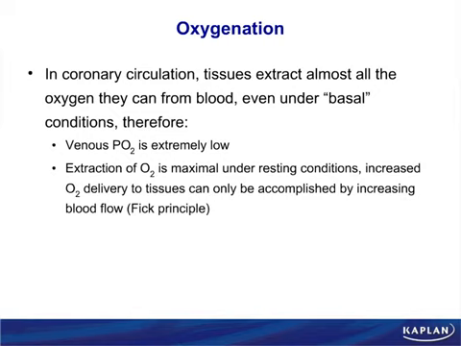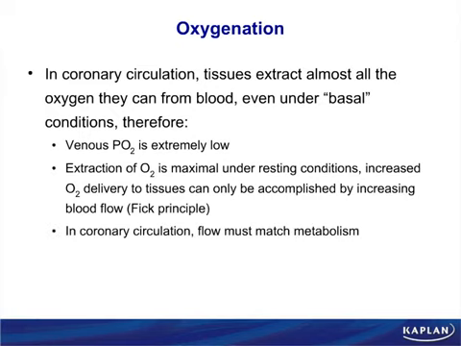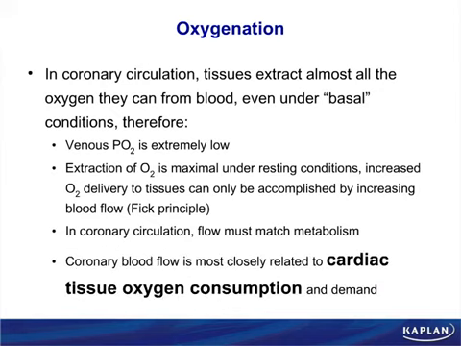So coronary blood flow is tied to oxygen consumption of the heart. Flow must match metabolism. Coronary blood flow is just tied to cardiac tissue oxygen consumption. Okay? The greater the oxygen consumption, or in other words, the greater the oxygen demand, the greater the coronary blood flow. Just put them together. You just can't separate them.